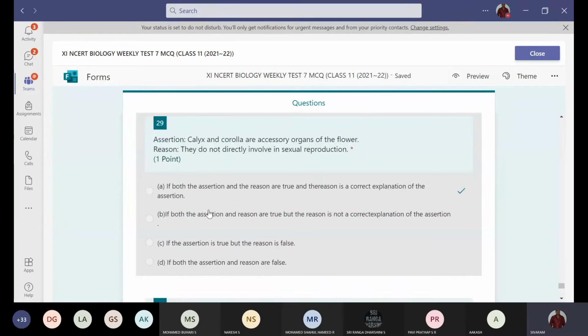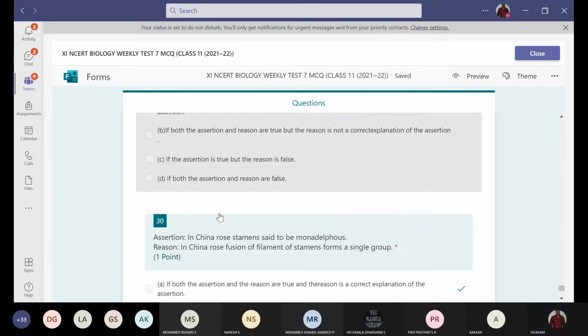And next, assertion: calyx and corolla are accessory organs of the flower. Reason: they are not directly involved in sexual reproduction. Yes. Assertion is correct, reason is correct, and reason is the correct explanation of the assertion, because as they are not involved in sexual reproduction directly, they are called the accessory organs, not the essential organs.